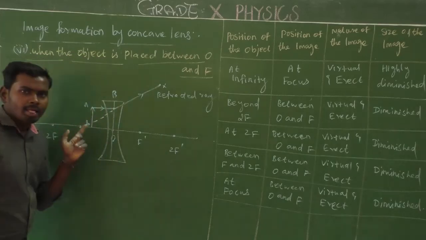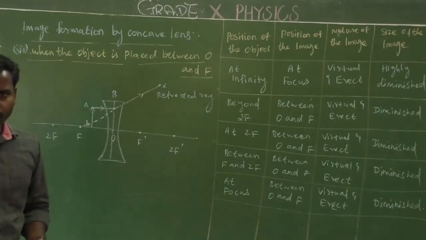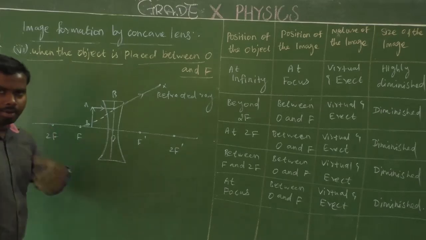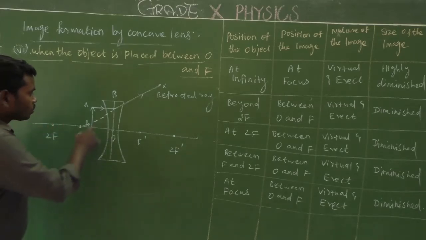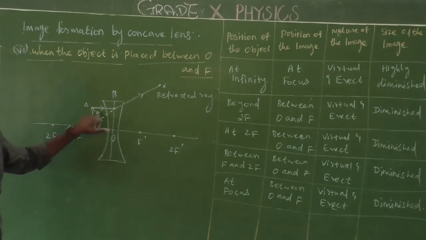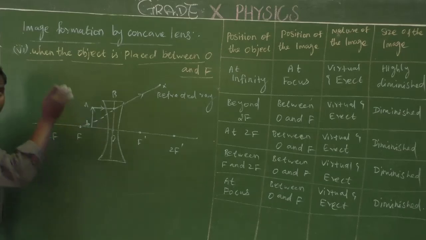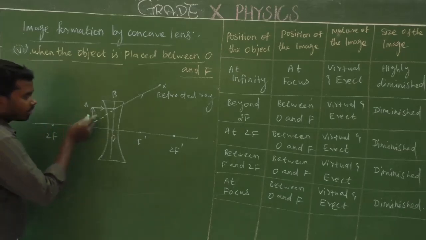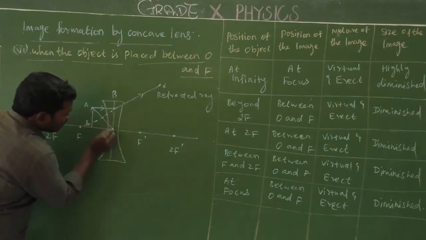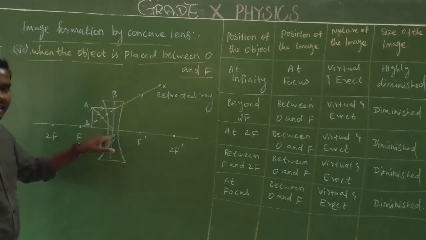Now consider the third rule. Instead of the third rule, we can use the second rule also, but for convenience I have taken this one. Here again, another ray of light is coming from the top of the object. This is the incident ray, so OB is an incident ray.